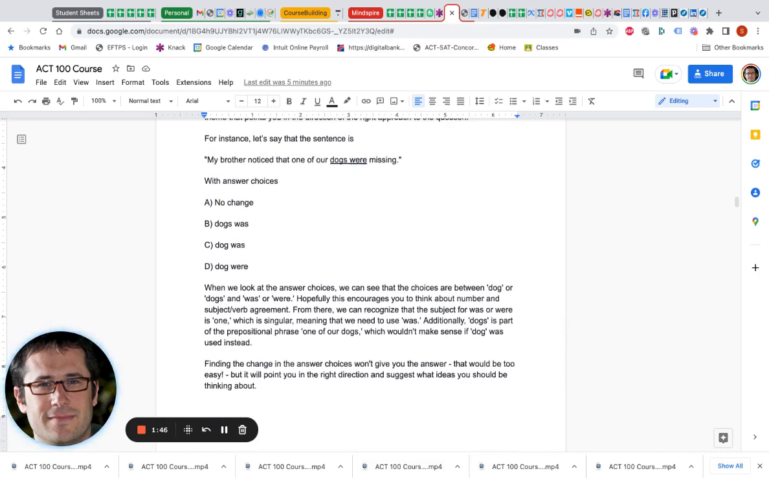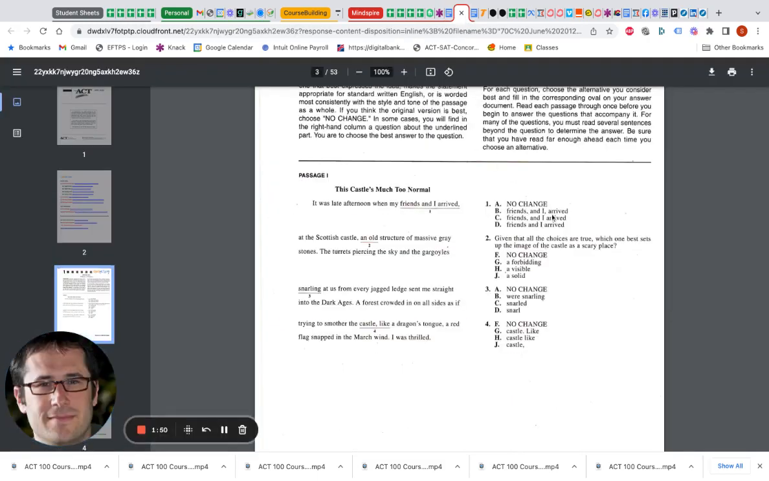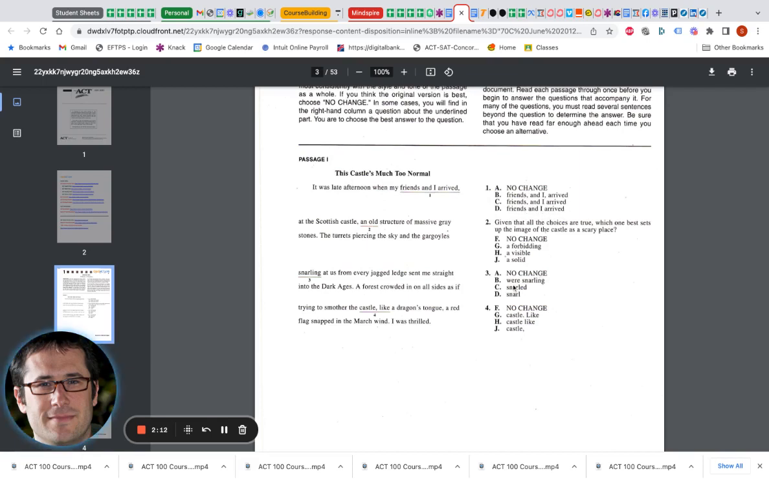Okay. Let's look at some actual examples from a test. So here I can immediately see that they are asking about commas: friends, comma, and I, comma, and there's only one comma here, and there's no commas here. It was late afternoon when my friends and I arrived at the Scottish castle. And if you're paying attention to the previous lesson, guess what the right answer was? No commas, right? So we've talked about that.